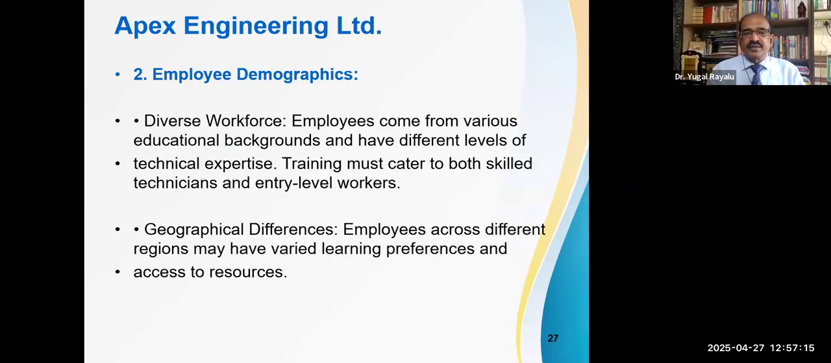Employee demographics, diverse workforce. Employees of this industry, which is located at 3 different centers of India, come from various educational backgrounds and have different levels of technical expertise. Training must cater to both skilled technicians and entry-level workers. See, try to understand. Skilled means somebody who has spent at least 3 or 4 months in Apex Engineering. He or she understands the qualitative standards, the efficiency standards, the safety standards.